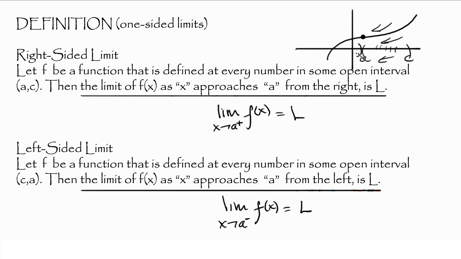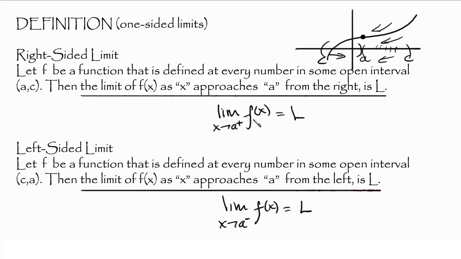So now we're being specific, and we're just talking about things that are occurring on the right-hand side. Now for the left-hand side, that's a. Here's another c over here. Then let f be a function, blah, blah, blah, in the open interval c to a. So basically it just means from c to a, and then the limit of f of x as x approaches a from the left is L. So there it is. That's now you're just being really specific.